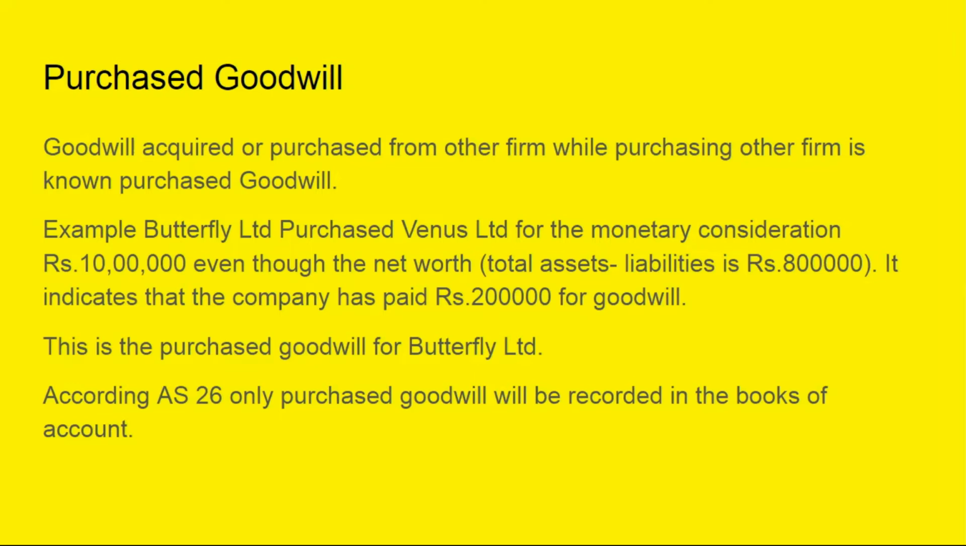One important thing you have to remember is that according to Accounting Standard 26, AS 26, only purchased goodwill will be recorded in the books of account. Other goodwill you cannot show in the books of account or in the balance sheet of the firm. If you acquire the goodwill from another firm, you can show it in the books. Otherwise, you cannot.